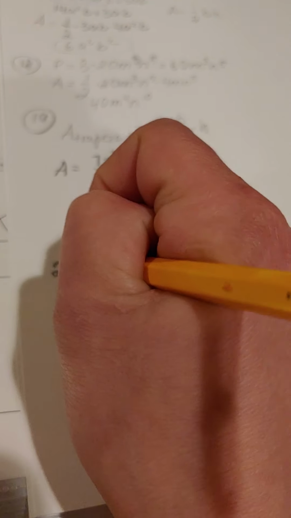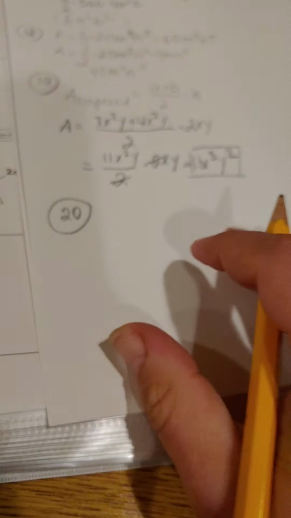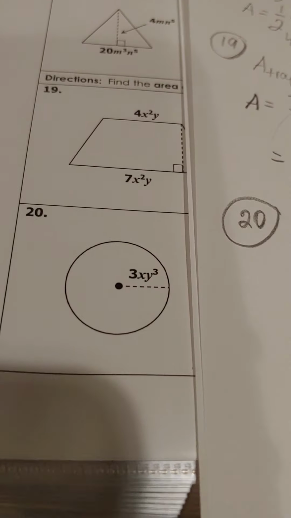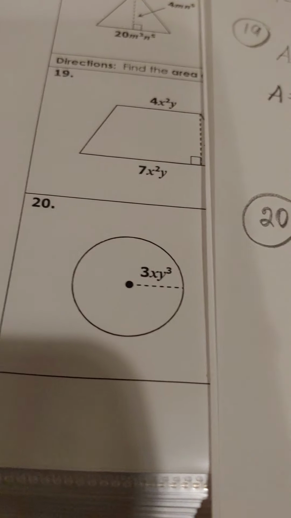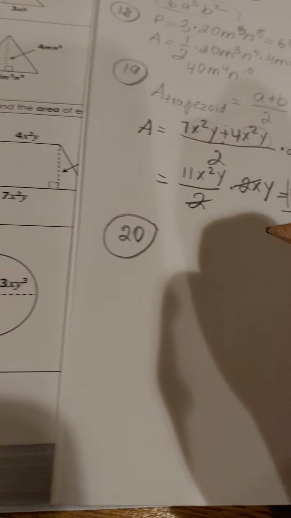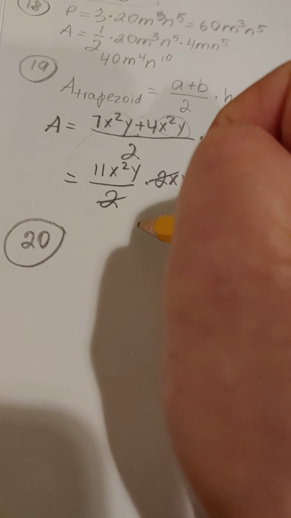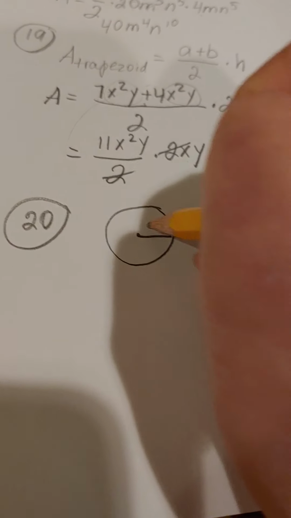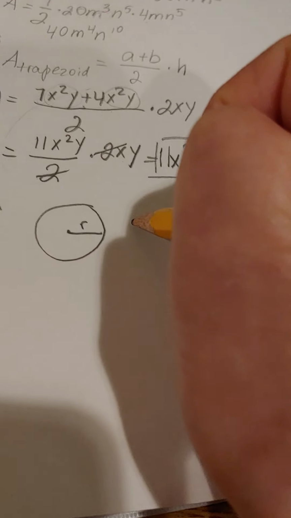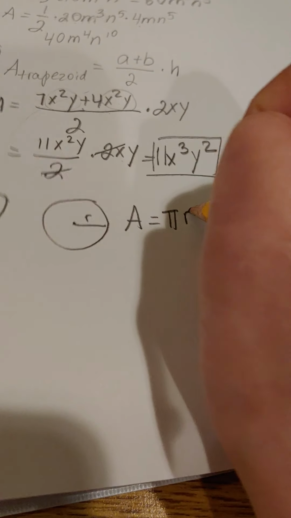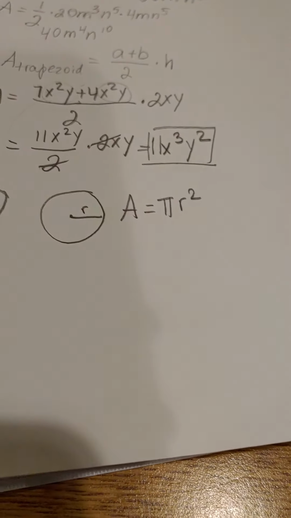So let's do 20 now. As you can see, you are dealing with a circle, and then they give you the length of the radius of that circle. So let me give you real quick the formula for the area of the circle. So this is my circle, and this is my radius, and the formula for the area is pi r squared.